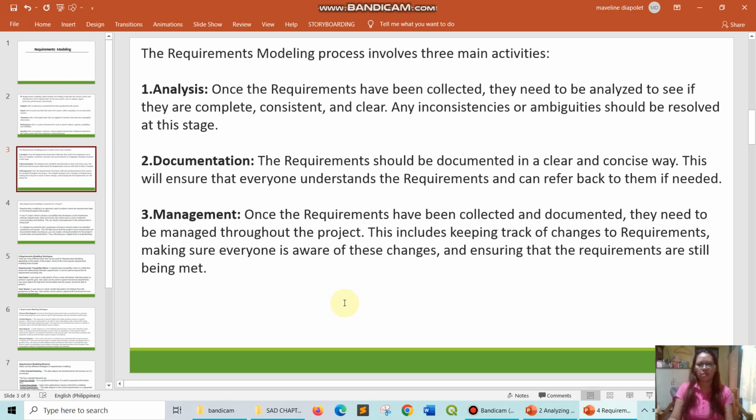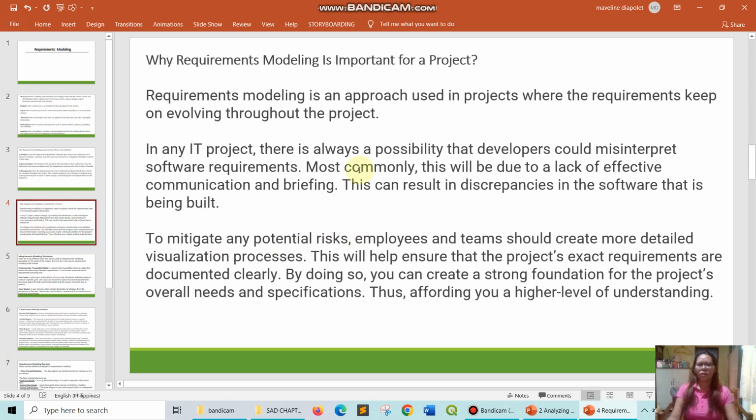Once the requirements have been collected and documented, they need to be managed throughout the project. This includes keeping track of changes to requirements, making sure everyone is aware of these changes, and ensuring that the requirements are still being met. So the question here, why is requirements modeling important for a project? So the answer is requirements modeling is an approach used in projects where the requirements keep on evolving throughout the project.